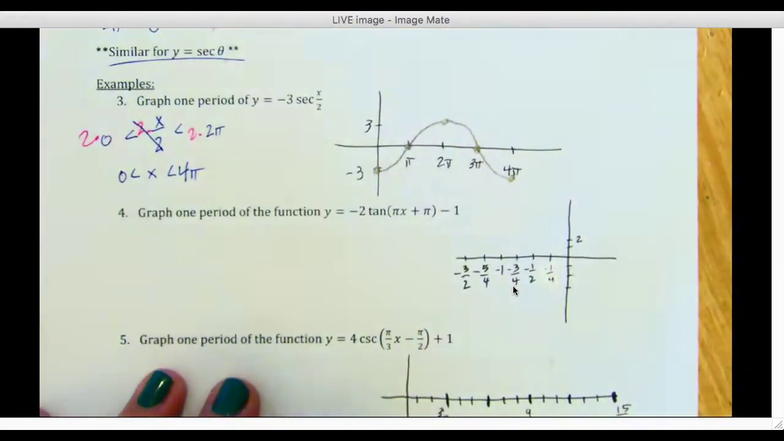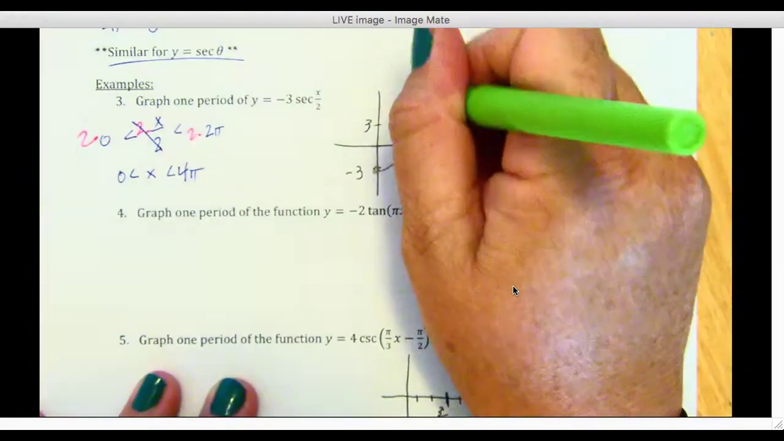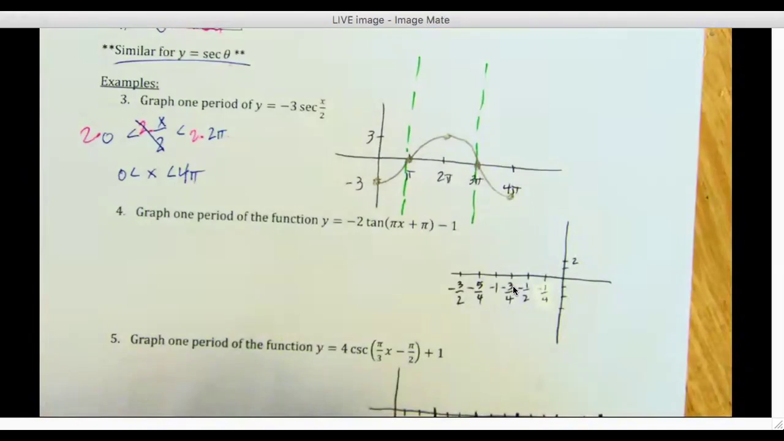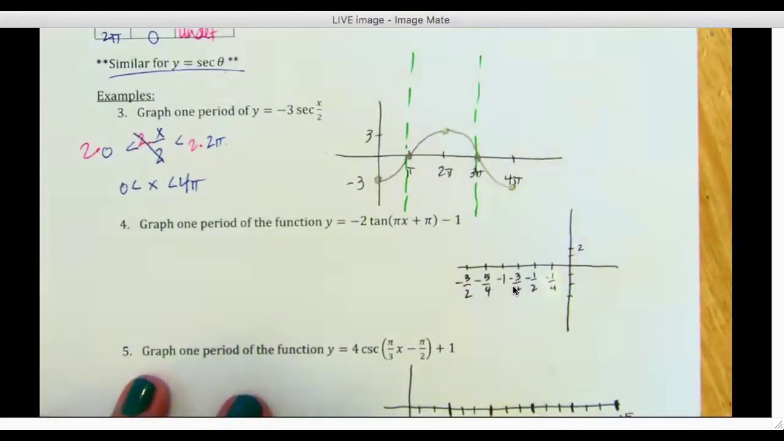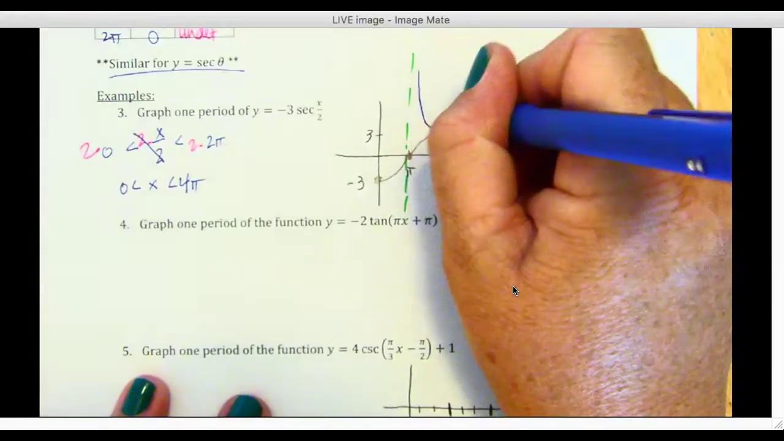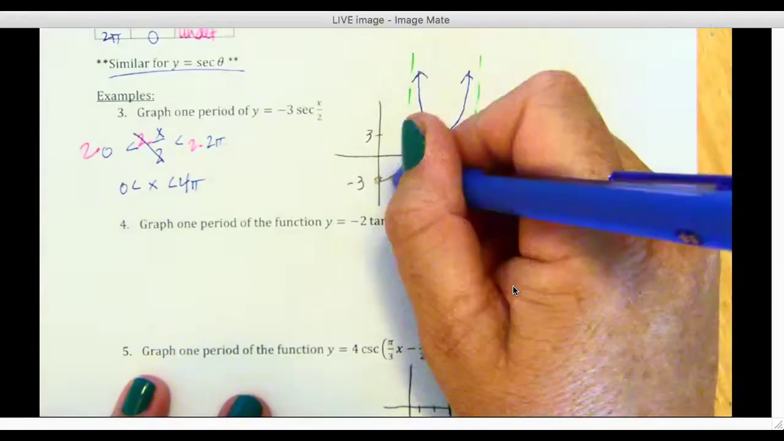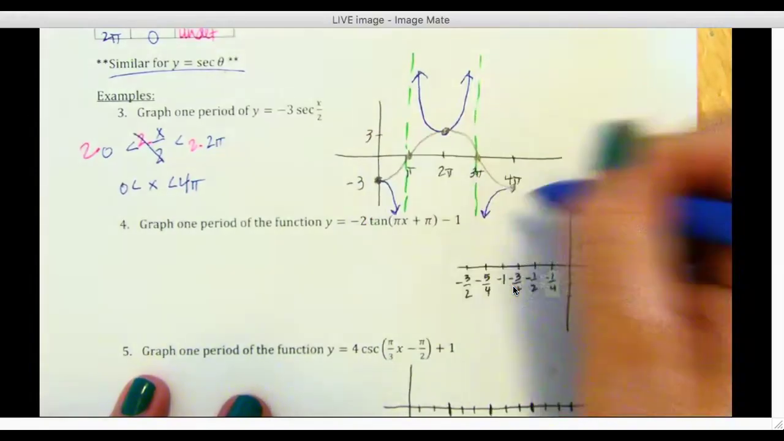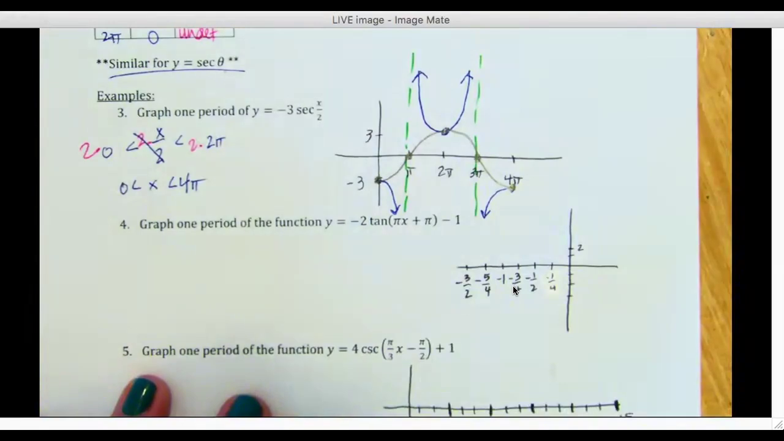Now, wherever cosine equals 0, secant has a vertical asymptote. So cosine is 0 here and here. And that means that secant shares this point at 1 and then is curved up, shares this point at -1 and is curved down. All right, and that's the graph of secant.